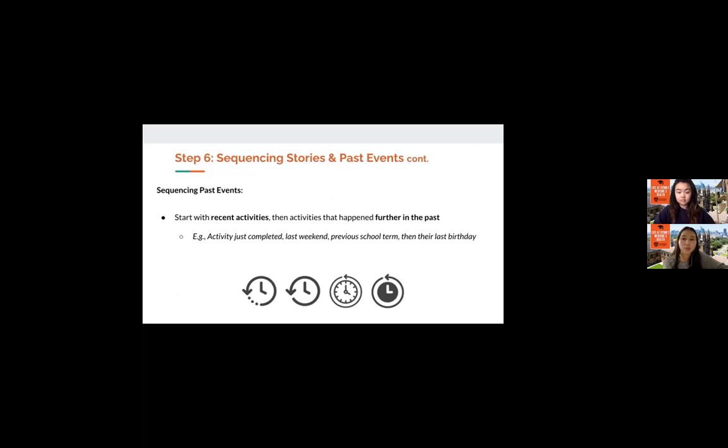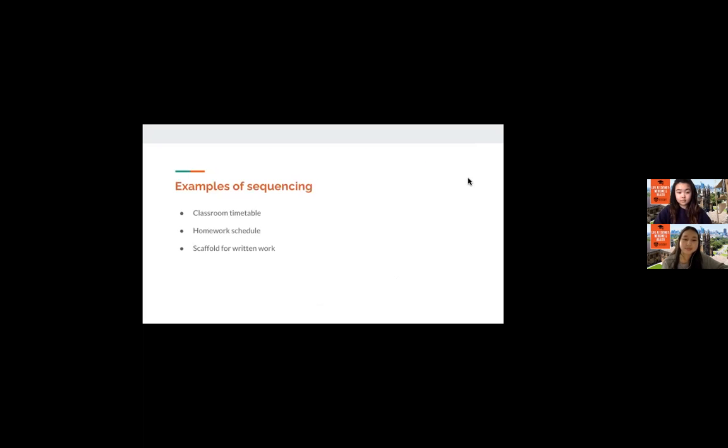This is a systematic approach to teaching sequencing skills, but students will be able to apply these skills in a range of different activities and concepts. These can include things like class schedules, personal timetables, reading and writing tasks, and interacting with others. Lauren will now be going through some examples of sequencing.